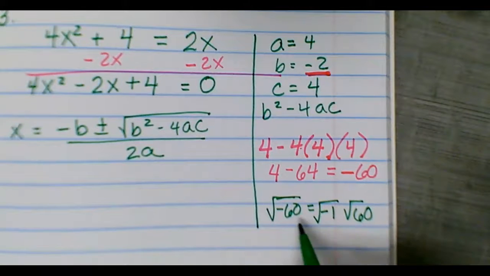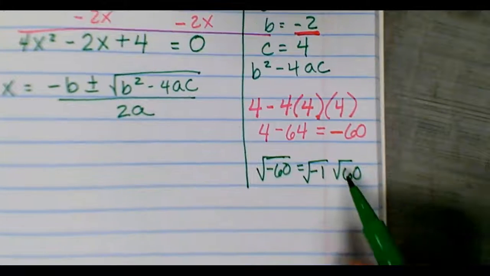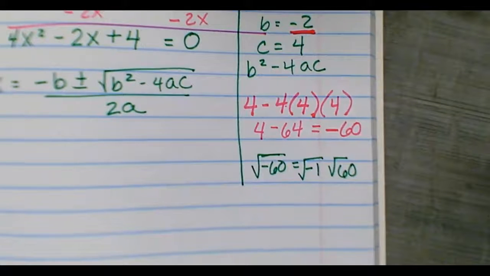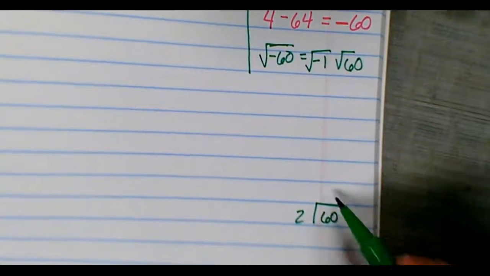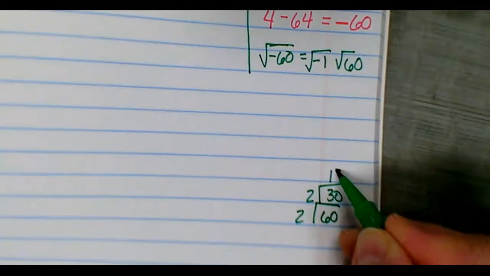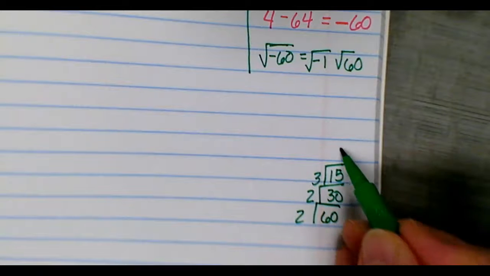So that would be a square root of minus 1 and a 60. Square root of 60, I should say. And so I need to, I'm down off the bottom of my paper, simplify the 60. 2 will go into 30. 2 won't go into 15. 3 will go into 15.